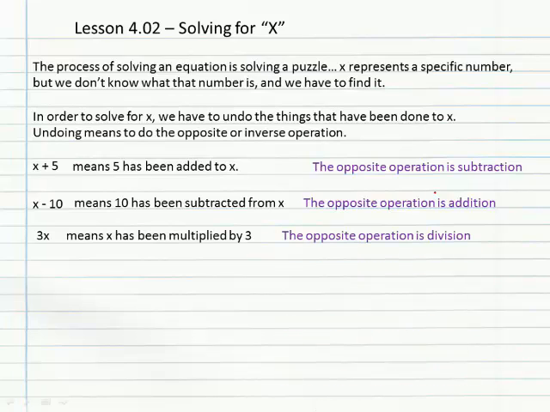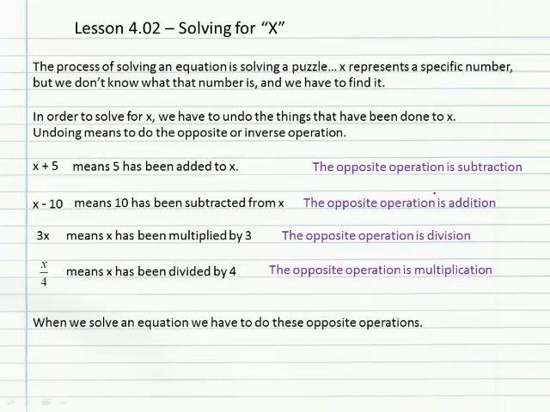So the opposite operation is division. And if we see x over 4, don't think of that as a fraction. This means x has been divided by 4. So a fraction bar also equals division, and the opposite operation is multiplication. When we solve an equation, we have to do these opposite operations, and we do them in the opposite order as the order of operations. So whereas in the order of operations we multiply or divide first, when we're undoing, we add or subtract first.